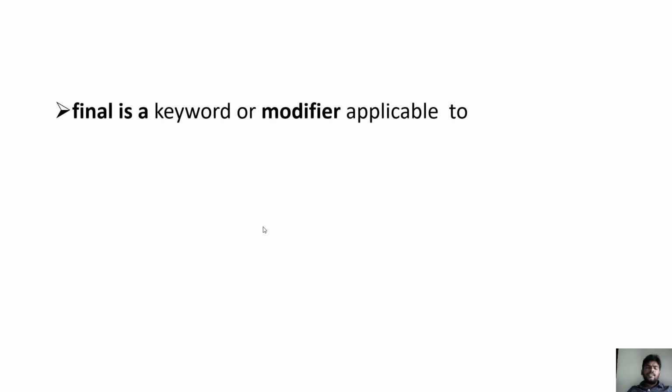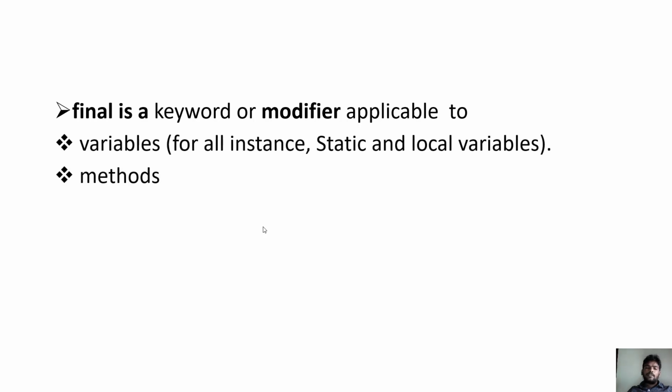Now in this session I'm going to talk about the final keyword. Final is a keyword or modifier applicable to variables, methods and classes. So we can apply this final keyword to variables, methods and classes. In variables, it may be any variable: an instance variable, a static variable, or a local variable. For all variables, you can apply the final keyword.